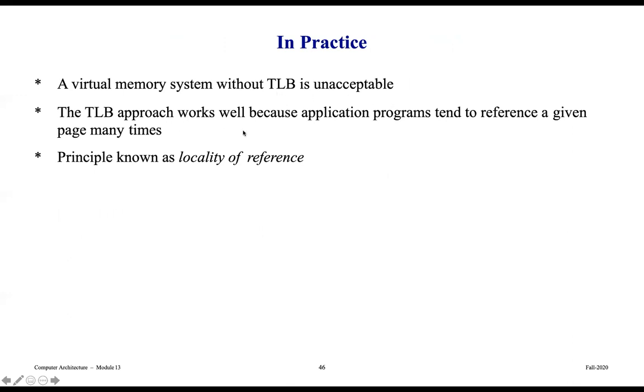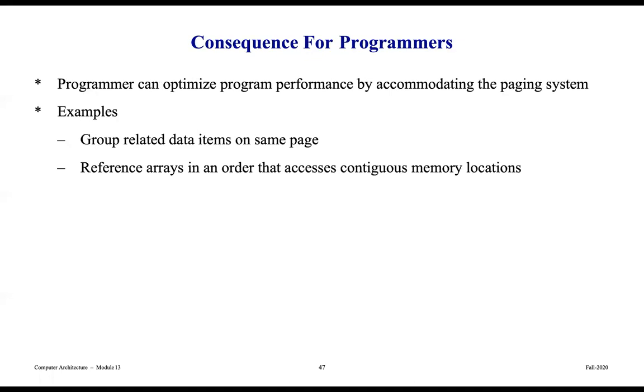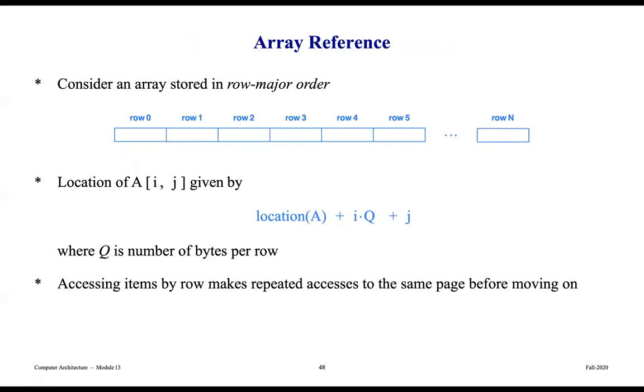The TLB approach works well because application programs tend to reference a given page many times. It's principally known as locality of reference. So in terms of the consequences, programmers can optimize program performance by accommodating the page systems. Examples are grouping related data items on the same page and referencing arrays in the order that accesses contiguous memory locations.